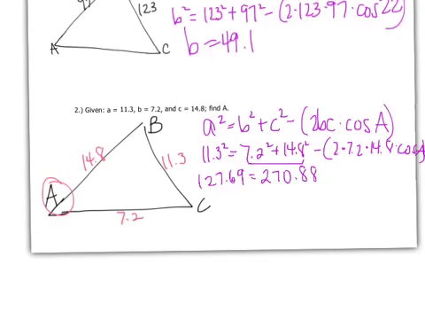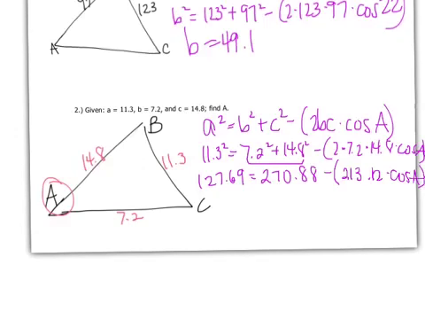That's 270.88. And then the other thing that we can do is multiply the 2 times the 7.2 times the 14.8. And I'm getting that that is 213.12. Remember that that's a coefficient for the cosine of A.